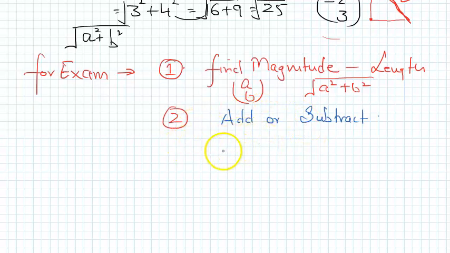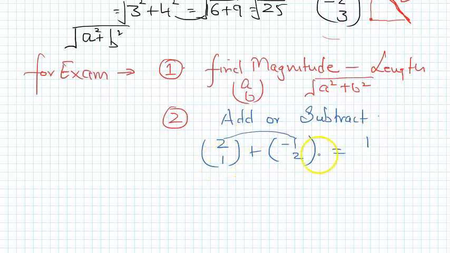Now add or subtract means, in the column I have told you, if it is 2, 1 plus minus 1, 2, you just add this one. 2 and minus 1 is 1, 2 and 1 is 3.